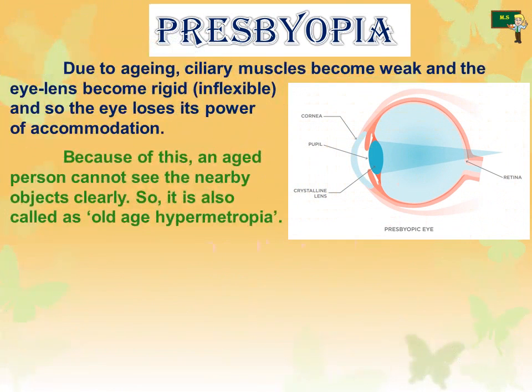Now, what do we mean by presbyopia? Due to aging, ciliary muscles become weak and eye lenses become rigid. That means inflexible. You cannot have those muscles with a flexible structure. So the eye loses its power of accommodation. Because of this, an aged person cannot see nearby objects clearly. So it is also called old age hypermetropia.